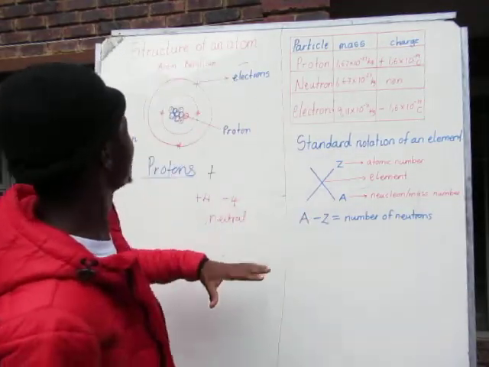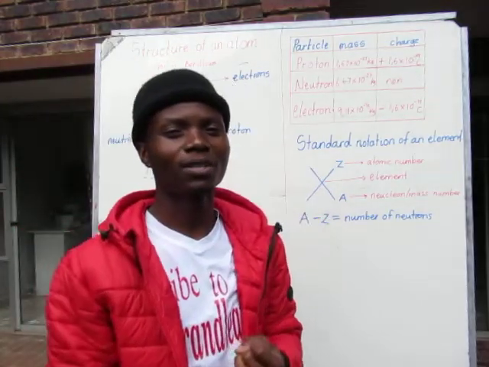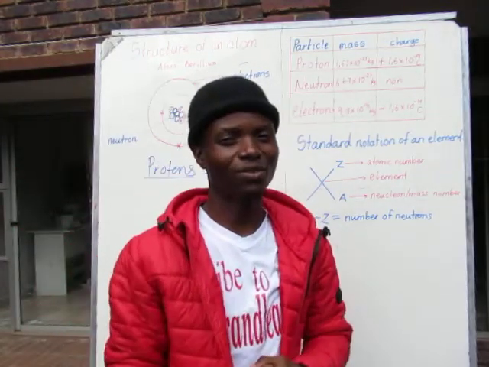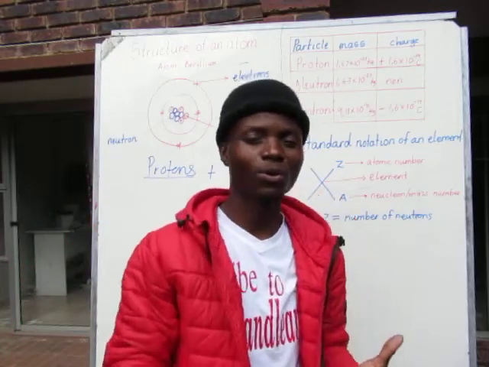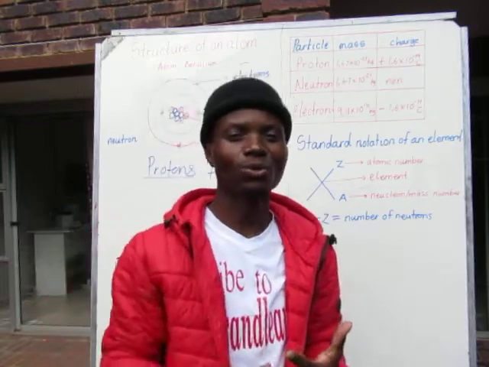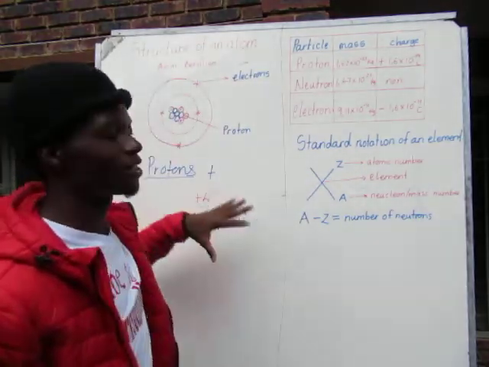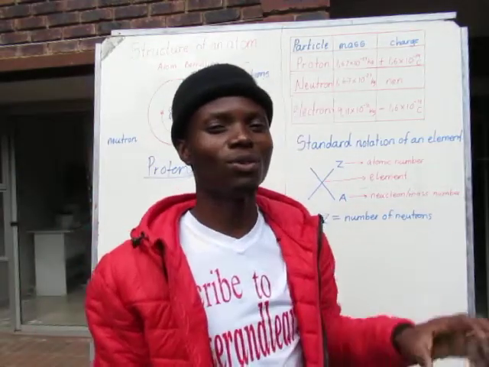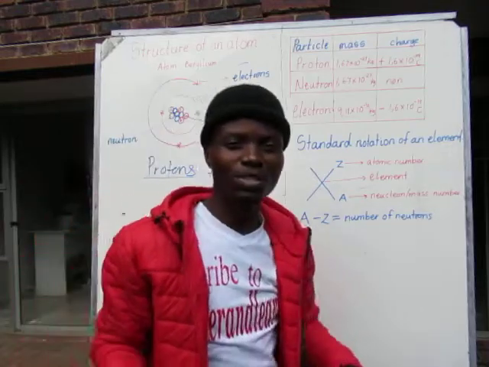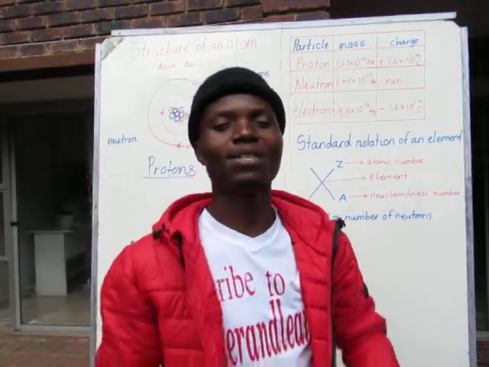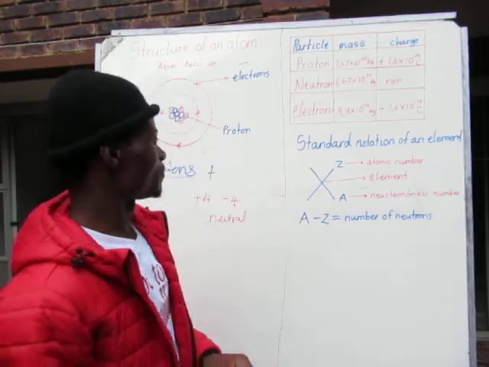That means an atom is made up of 3 subatomic particles: the protons, the neutrons, and the electrons. The protons and the neutrons, they are found at the center. The protons are positively charged. The neutrons do not have any charge. As for the electrons, they are found in spaces around the protons and the neutrons, and they are negatively charged. And we also said an atom is neutral. That means the number of protons is equal to the number of electrons.